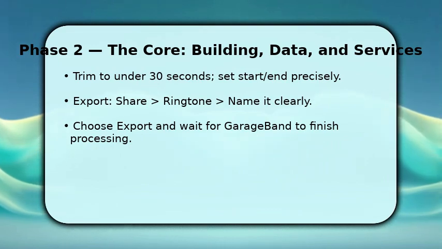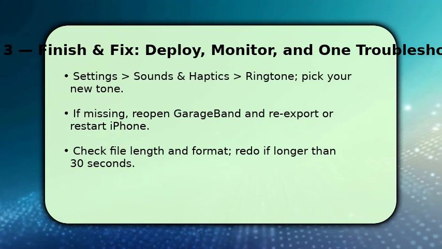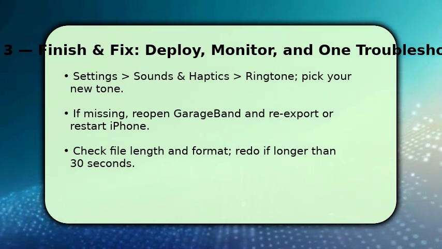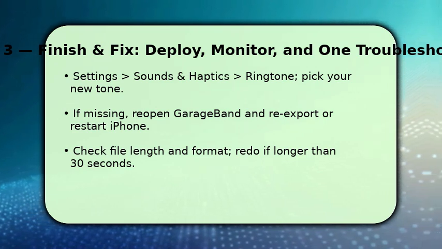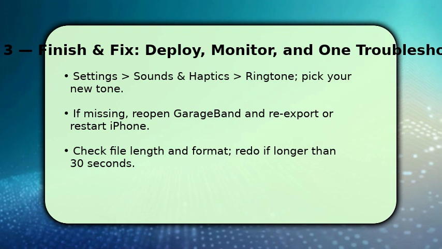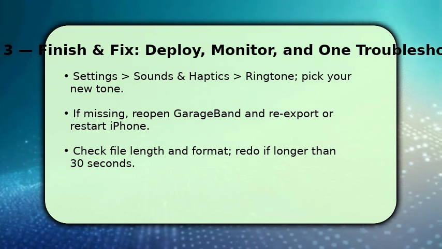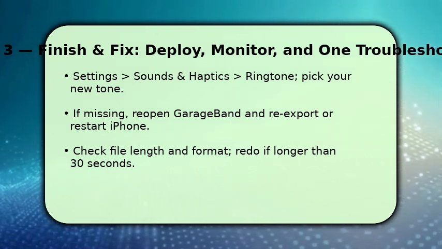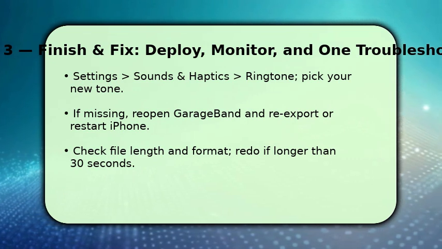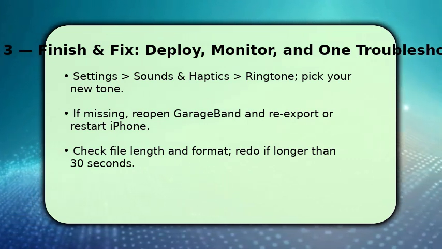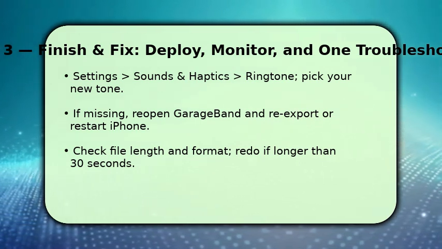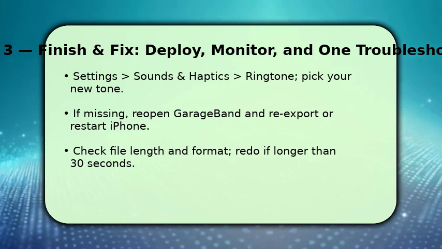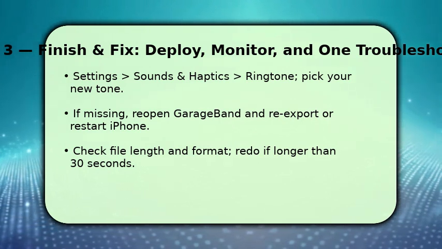Once the ringtone is exported, go to Settings, Sounds, and Haptics, then Ringtone and select your new tone. You'll hear a preview to confirm. If the tone doesn't appear, restart the phone app or reboot the iPhone, then re-export from GarageBand. Sometimes the project export fails quietly. Make sure the clip is under 30 seconds and named without special characters. If problems persist, delete the GarageBand project, create a fresh one, and repeat the export to ensure.